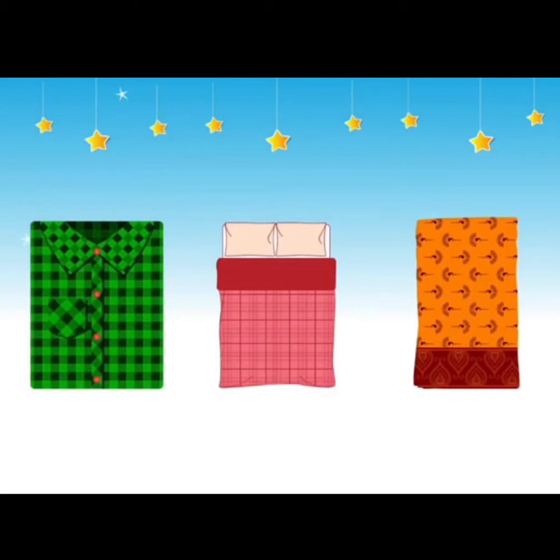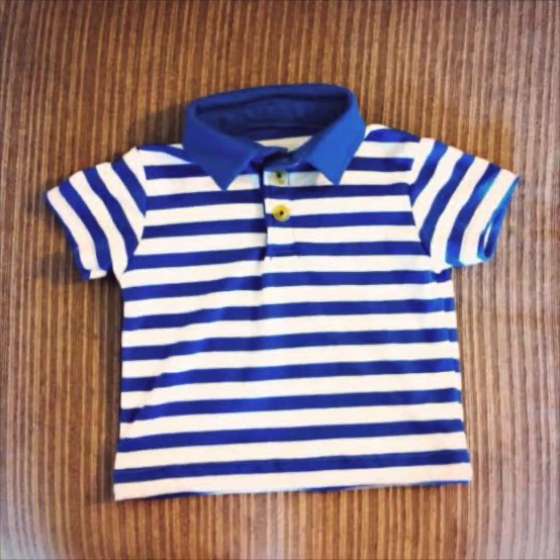Have you ever seen your shirt? On your shirt, there are some patterns. Also on your t-shirt as well. Now look at this t-shirt. It has a pattern of blue strip, white strip, blue strip, white strip, blue, white. Now you can see they are following a pattern. First blue, then white, blue, then white, blue, then white.